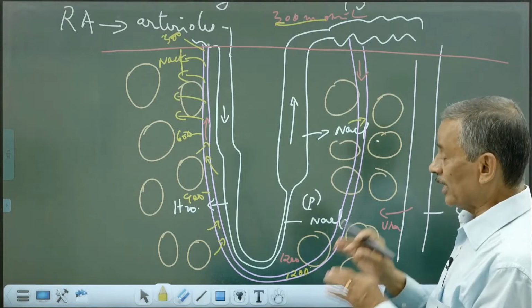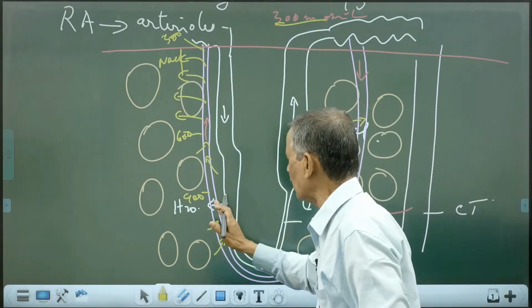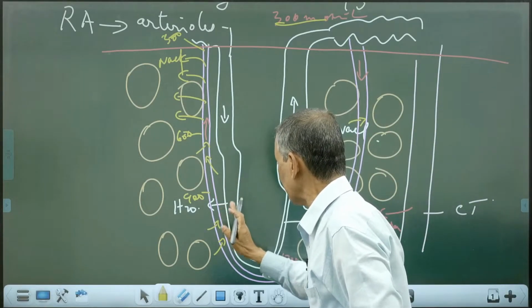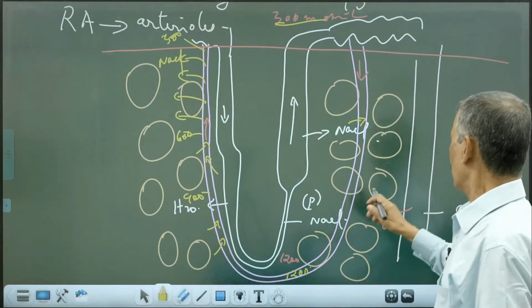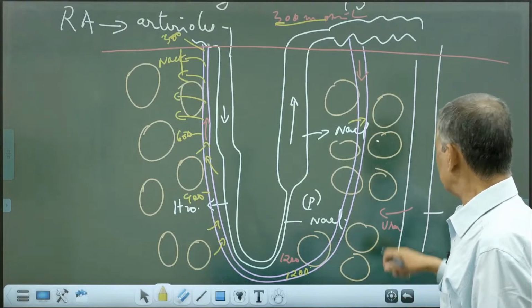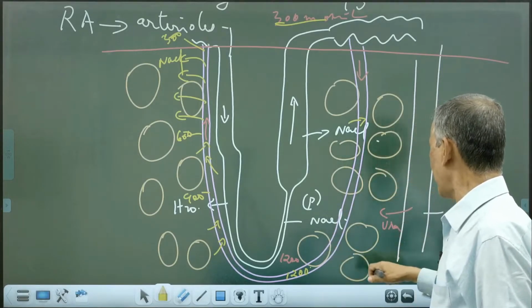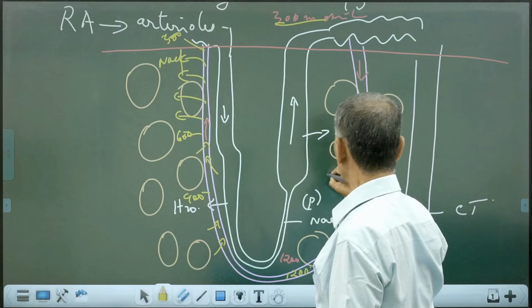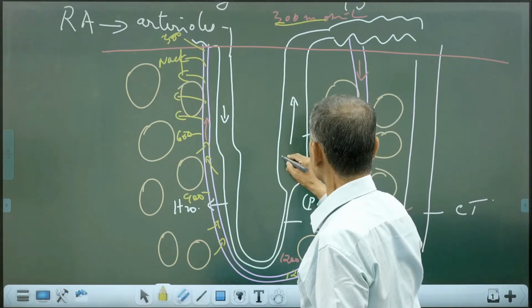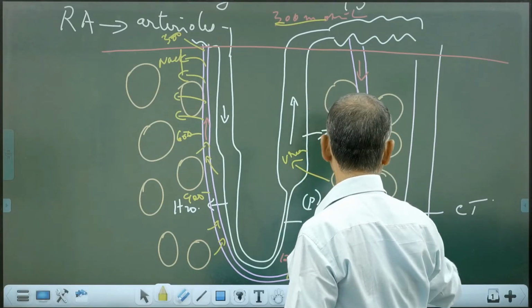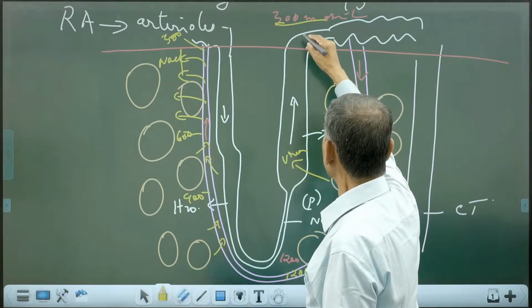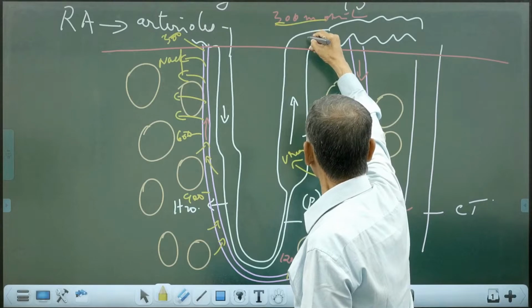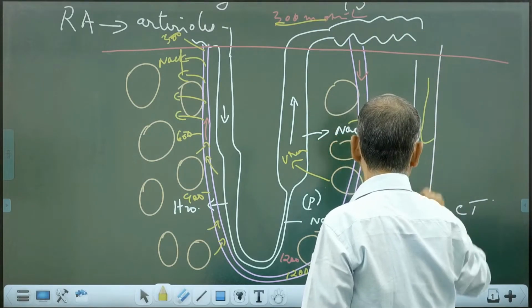So the net effect is that most of the water from the Henle's loop is absorbed and entered into the blood. Now, what happens to the urea, which is also increasing the osmolarity? A small part of this urea enters from the medullary interstitium. That urea is entering the ascending limb of Henle, and that urea goes out.